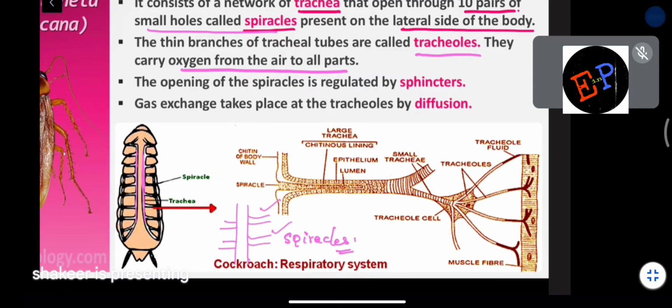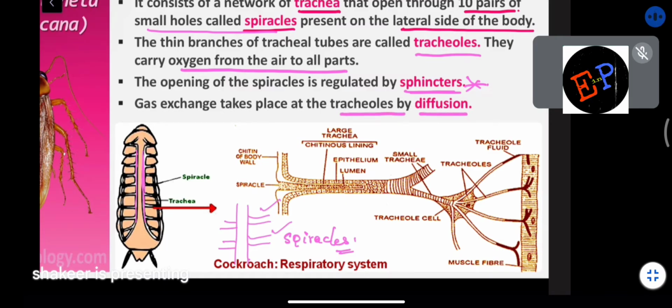Understood? So the opening of spiracles is regulated by another system called sphincters. So the opening and closing of these spiracles. What is meant by spiracles? They are the gaps through which the trachea opens to the lateral side of the body, to the sideways of the body. That is what we call spiracles. So this closing and opening of spiracles is controlled by another mechanism called sphincters. Understood? So gaseous exchange takes place in the tracheoles by diffusion.